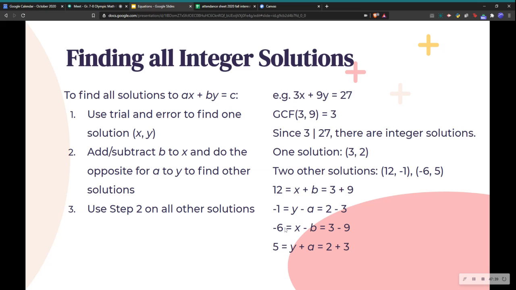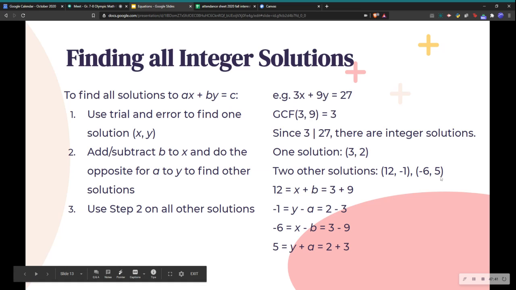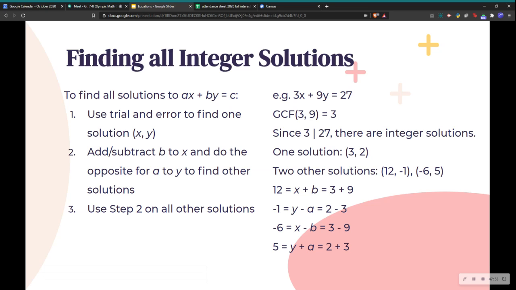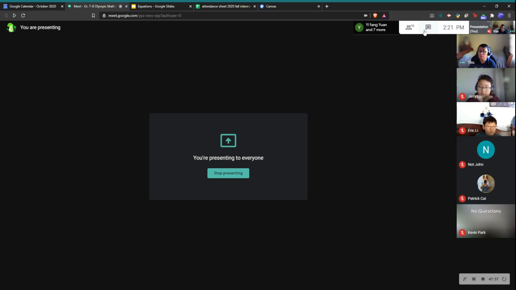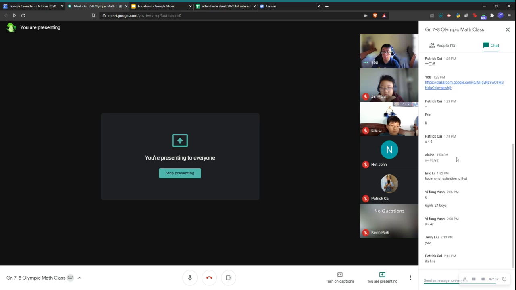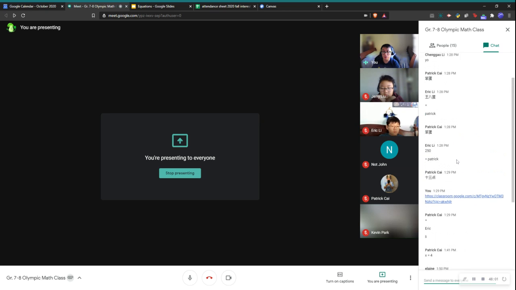Now you can do the opposite for the solution negative 6, 5. You can do x minus b to get negative 6. And for 5, you can do y plus a. And so these are two other solutions for this equation. Are there any questions about this? No questions.